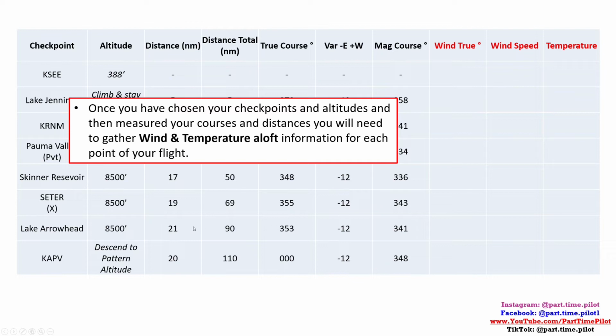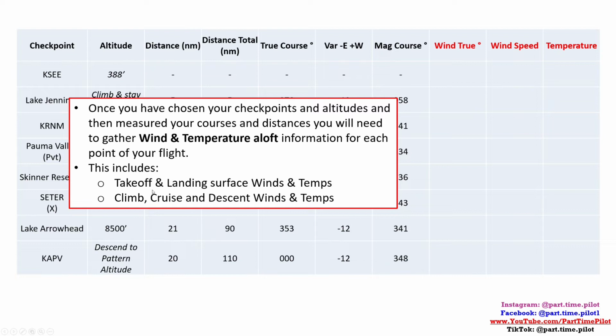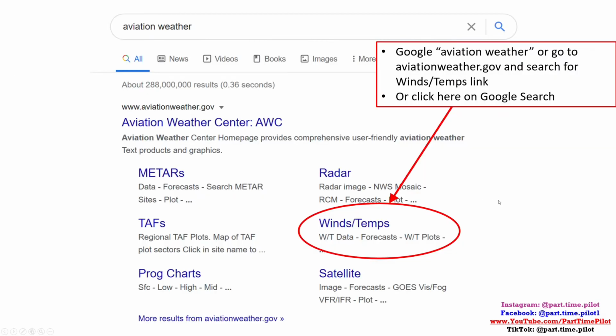If you're interested in how to do this cross-country flight plan, we have videos on that, and we go into detailed examples in the course. So if you're in our course and looking for that, don't worry about calculating all this other stuff. We have lessons for that. We're just focusing on the weather in this video. This includes takeoff and landing surface winds and temps, and then winds and temps for climb, cruise, and descent. So all those checkpoints and altitudes in between the surface and cruise as well.